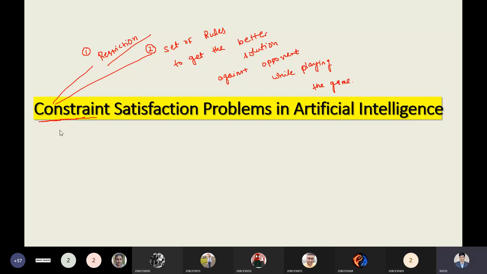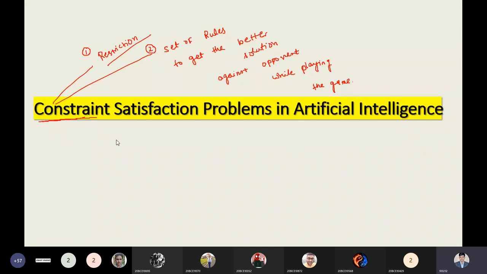So in our previous topics, we have already studied the searching techniques, which are only associated with a single agent that aims to find the solution, often expressed in the form of a sequence of actions. If you remember the previous examples, what were the problems we have seen, like the 8-puzzle problem?